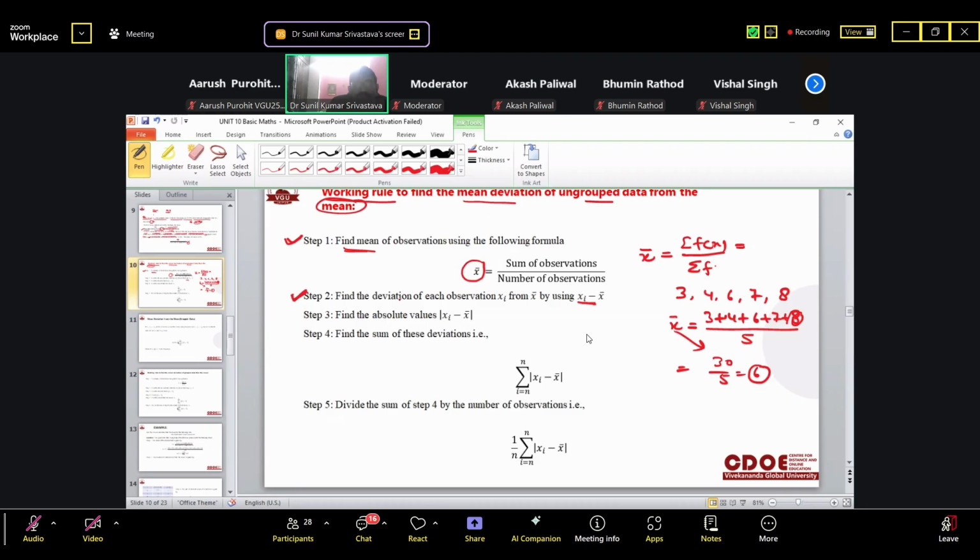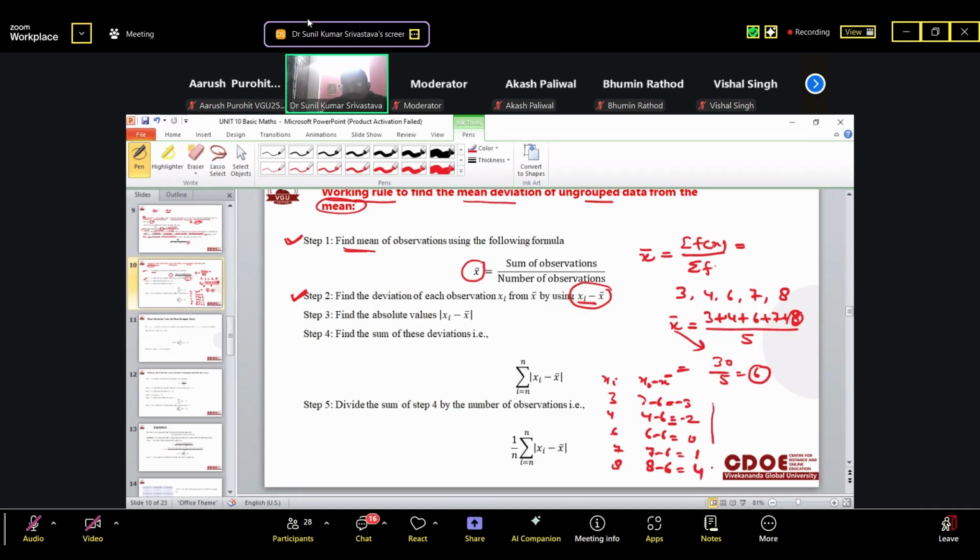Second step, we have to take the deviation of each observation. This is 3, this is 4, this is 6, this is 7, this is 8. This is xi. Now we take the deviation of each observation, xi minus x bar. Here 3 minus 6 is equal to minus 3, 4 minus 6 is minus 2, 6 minus 6 is 0, 7 minus 6 is 1, and 8 minus 6 is 2.